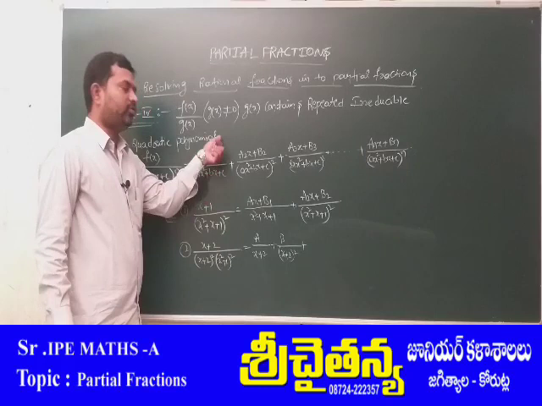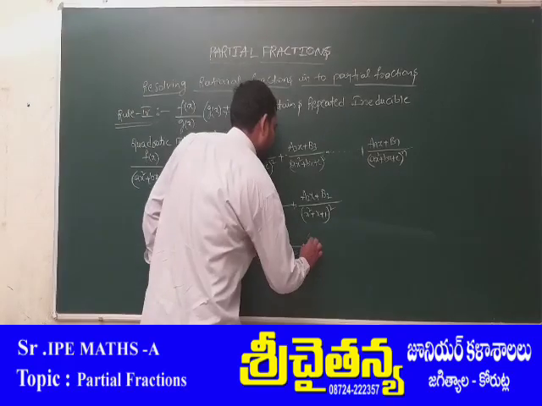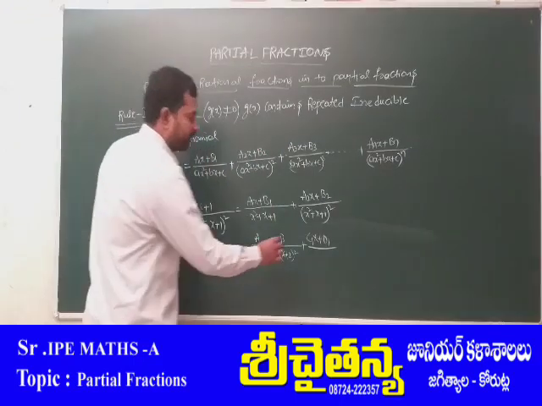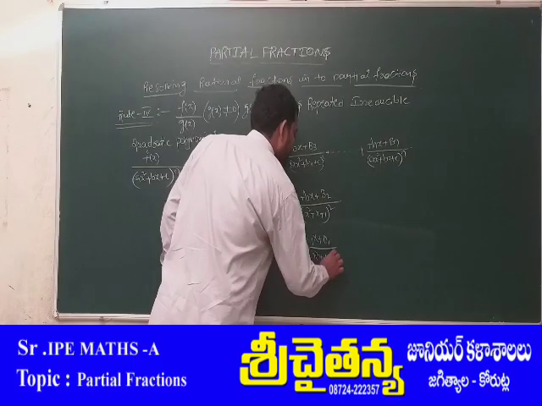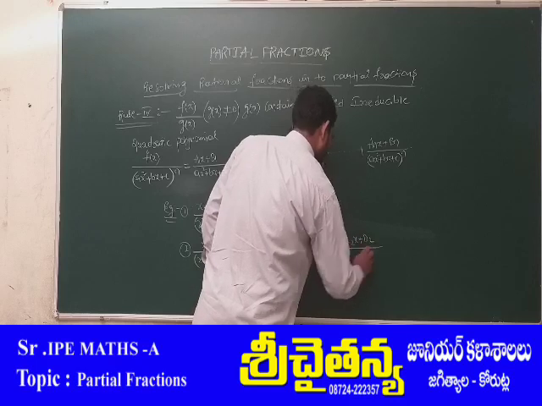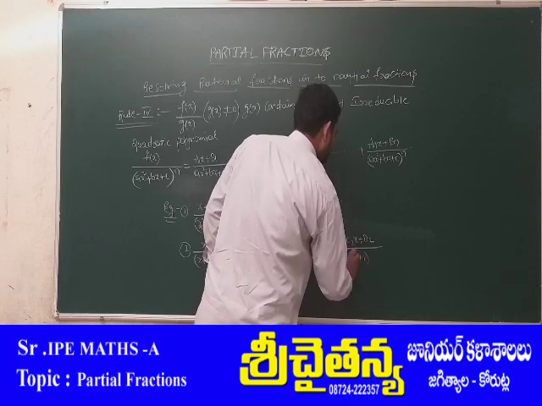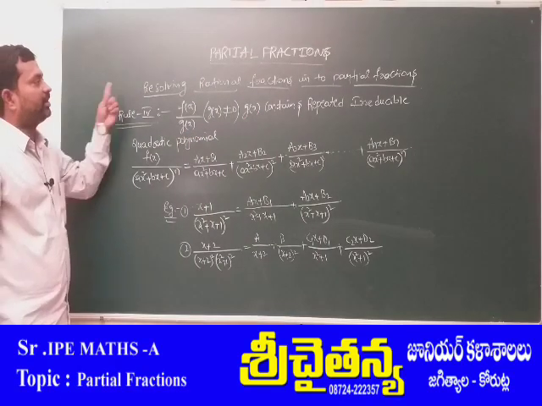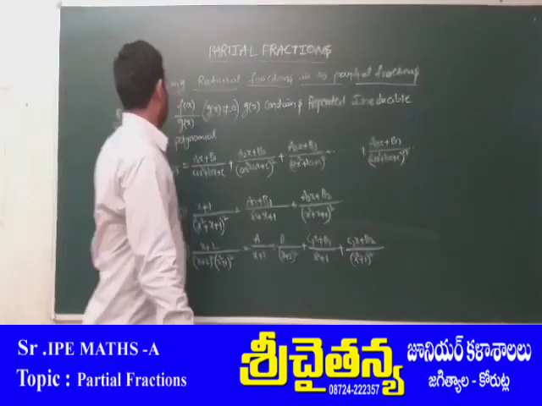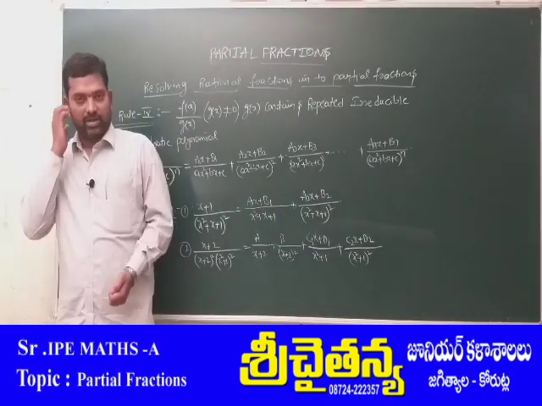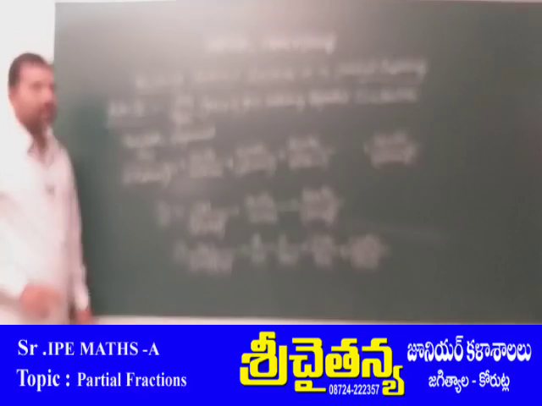Now this is in rule 4. That means we write c1x plus d1 by, how many times here? 2 times. That means we write x square plus 1. Next c2x plus d2 by x square plus 1 whole square. So this is the way of expressing, resolving rational fractions into partial fractions in rule 4. Okay, right. We'll go to the questions in the exercise, how to solve the problems.